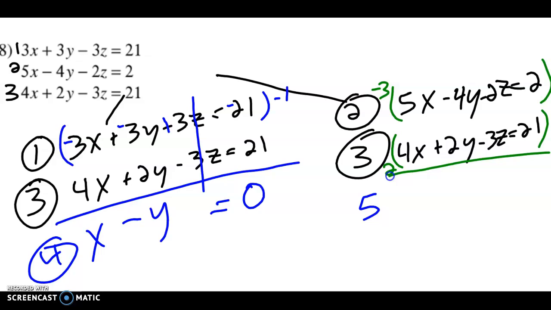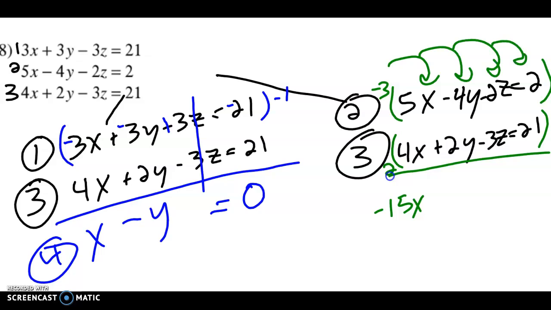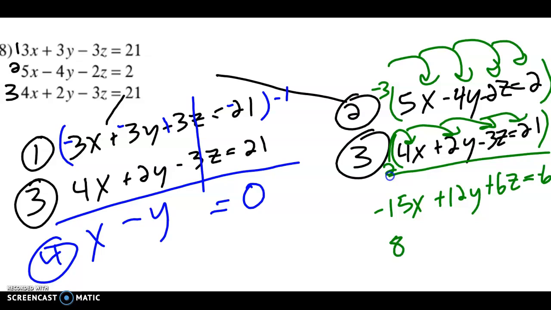All right, so I'm going to rewrite these. Get rid of this random 5 here. I'm going to say -3 times 5x is -15x. And I get plus 12y plus 6z equal to -6. On the second equation down here, equation number 3, when I multiply by 2, I'm going to double everything in this equation. I end up with 8x plus 4y minus 6z equal to 42.